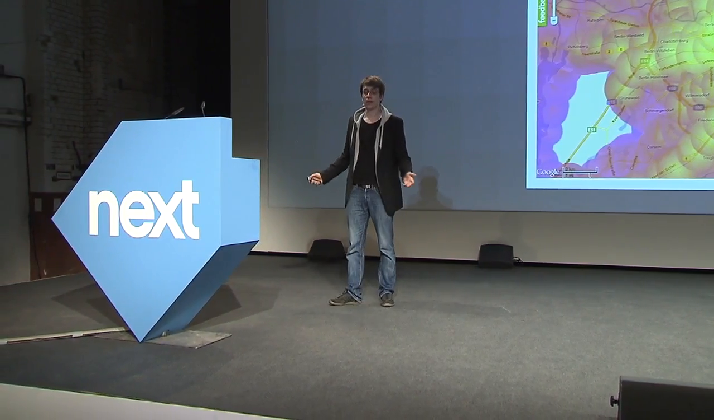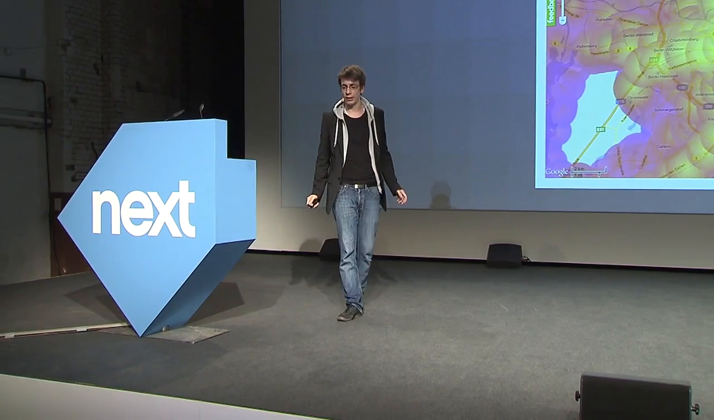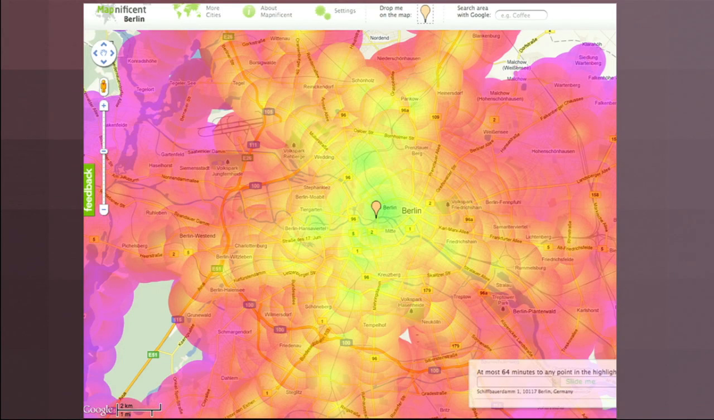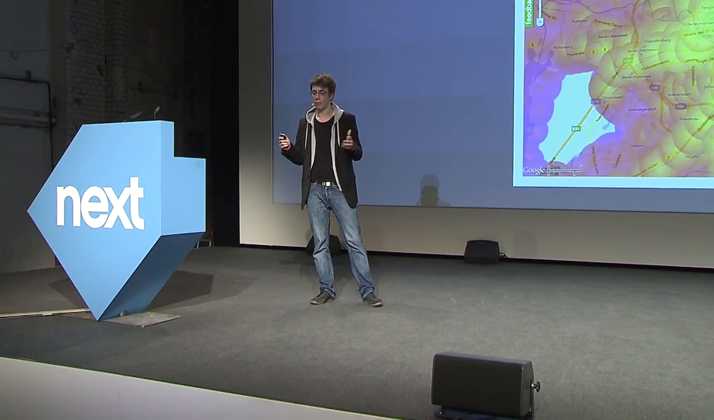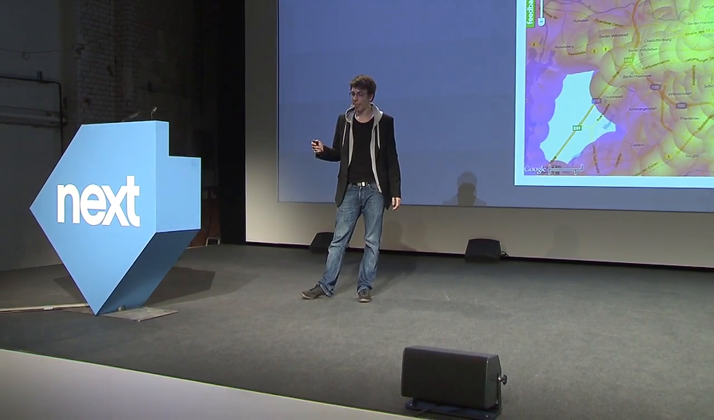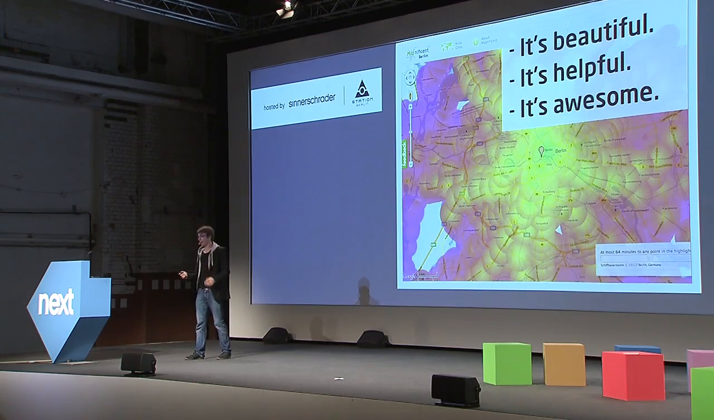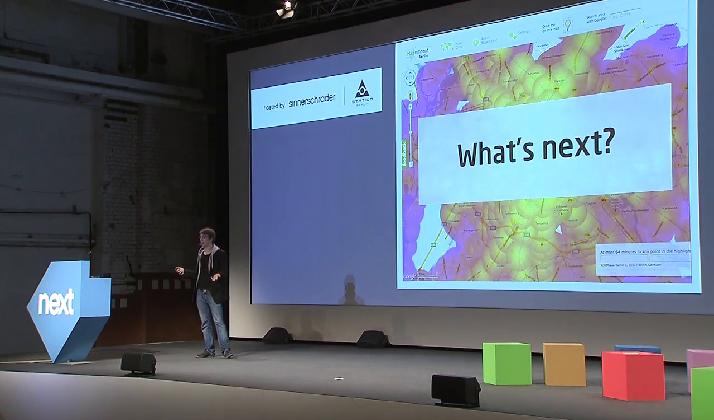And also you can do really beautiful visualizations. This is just a color-coded version of how long it takes to reach certain areas in Berlin from the middle of the map. So it's beautiful, it's helpful, you can find things out that you didn't know before, and it's totally awesome. So what's next?